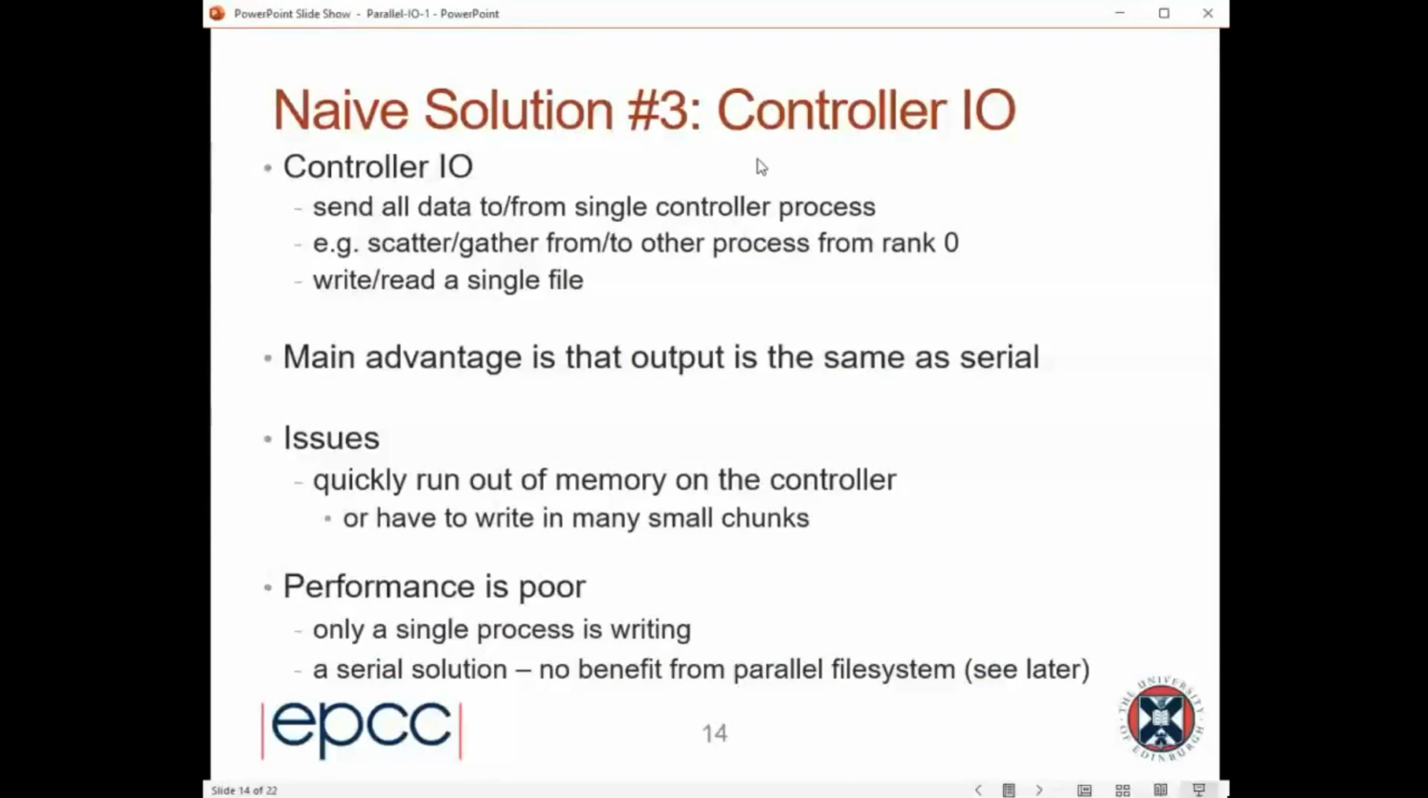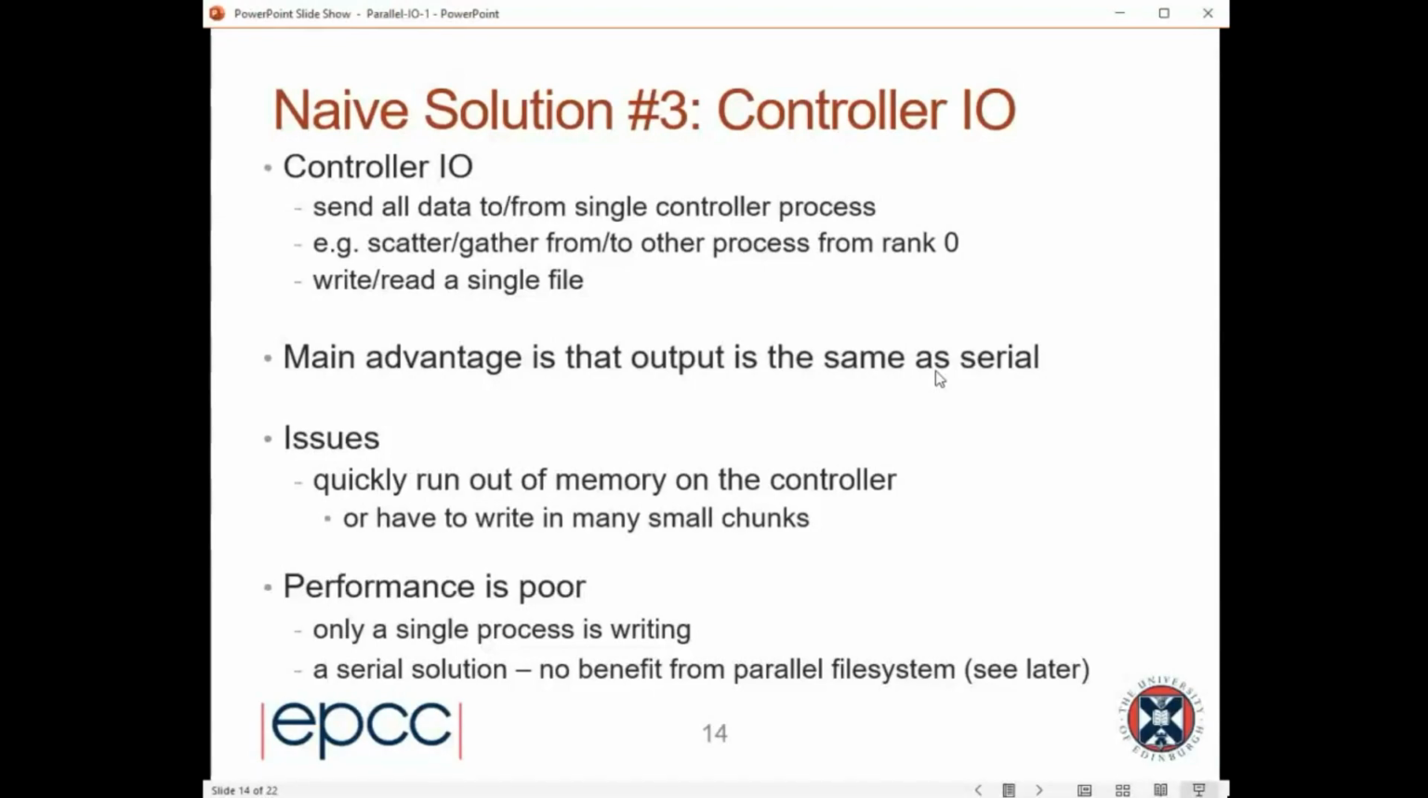So another solution which people use is called controller I/O. What we do is we send all the data to and from a single process. People often nominate rank 0 in an MPI program as being the controller. When you want to read the file, rank 0 reads the data and then scatters it to all the other processes. And when you want to write the file, rank 0 gathers the data together and then writes it as a single write. So the main advantage is the output is the same as the serial. We get the same output in our parallel program as our serial program.